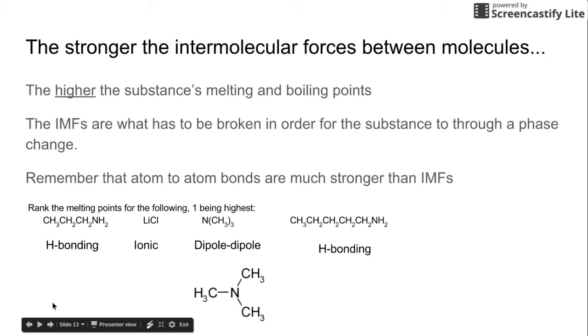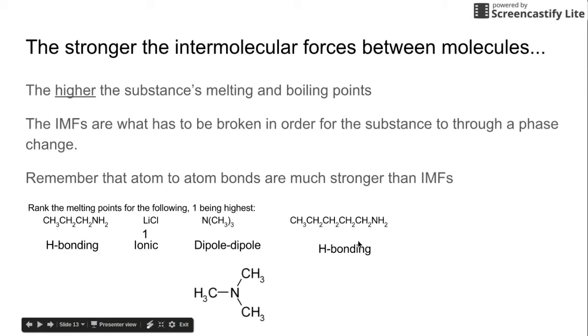Now, we have this information. We can make our decisions on which one has the highest melting point. So ionic is much stronger than any intermolecular force, so it takes more energy to break those ions apart, so it is going to have the highest melting point. So that would be number 1. Then we have number 2. Our next strongest is going to be hydrogen bonding.